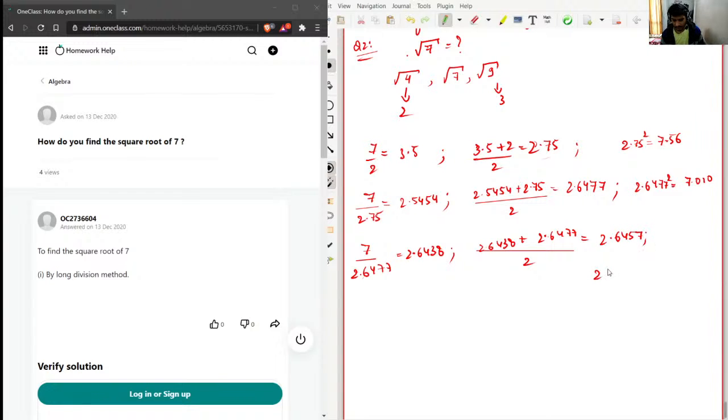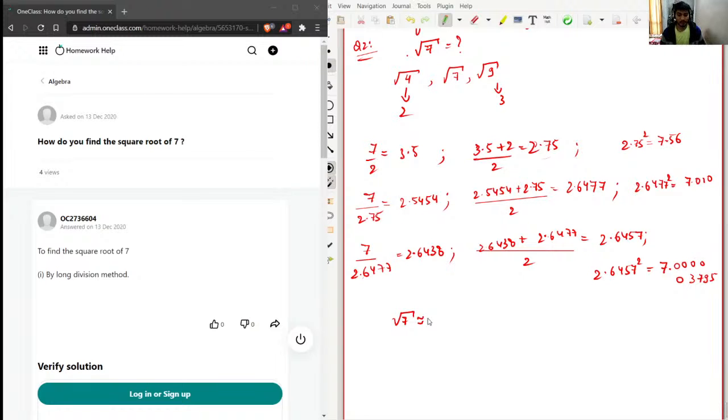I'll just check the square. 2.6457 squared is, oh, it is very accurate. It is 7.000012345 zeros, and then 3795. So this answer is definitely acceptable. So you can write the square root of 7 is.